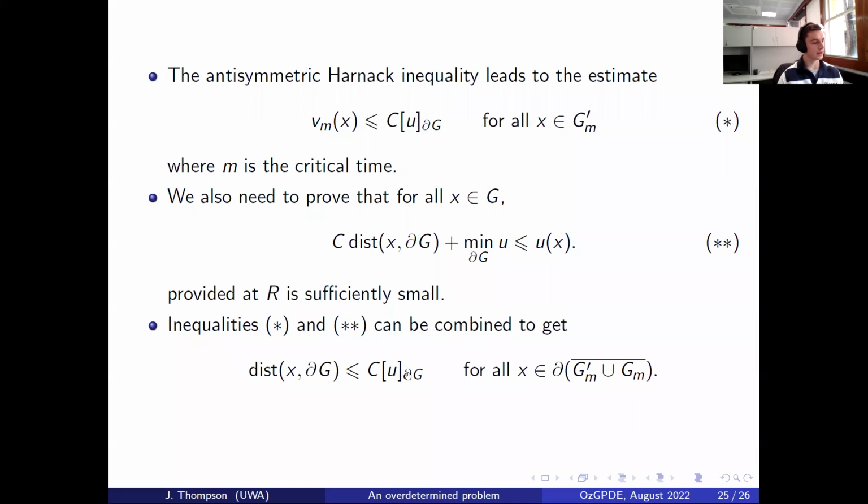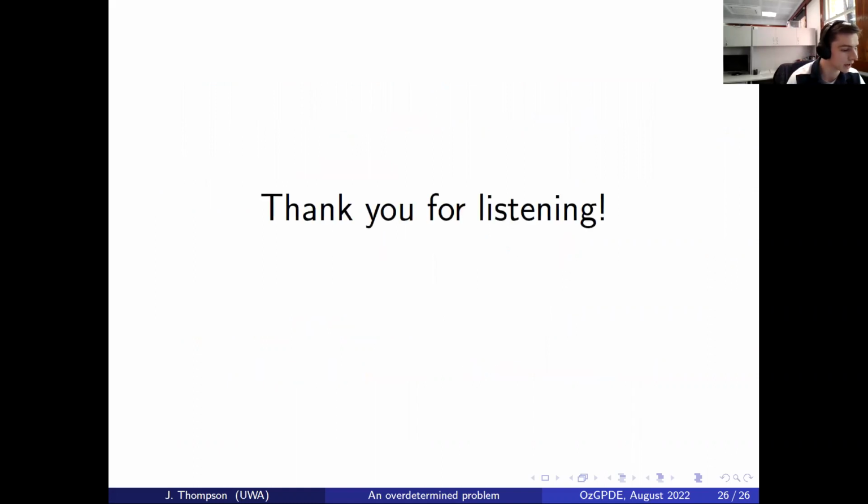So this is basically saying that when this Lipschitz quantity is small, the boundary of the reflected part of G is very close to being the boundary of G. And once this inequality has been established, you get the stability estimate. And this proves the theorem. So that's all I had to say. Thank you, everyone, for listening.